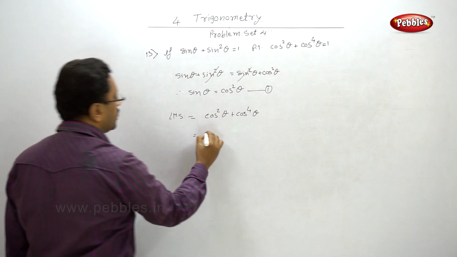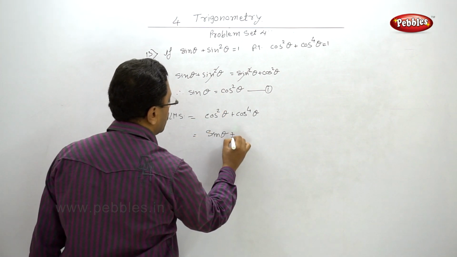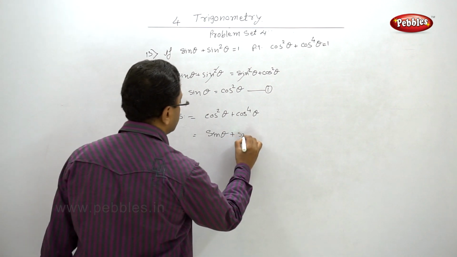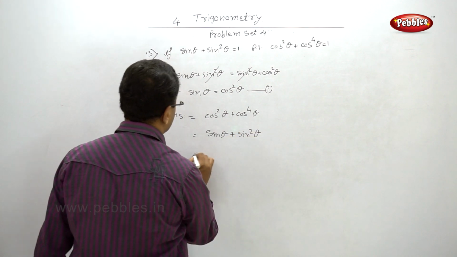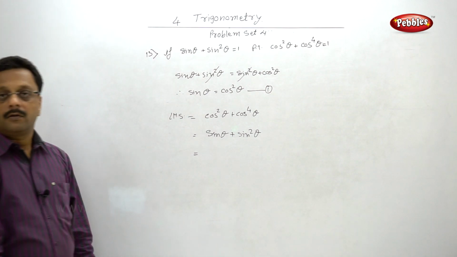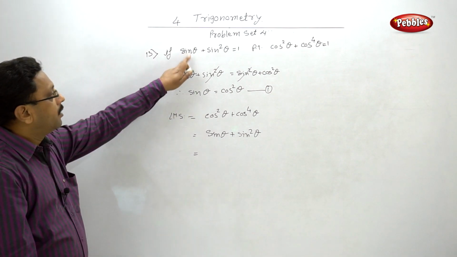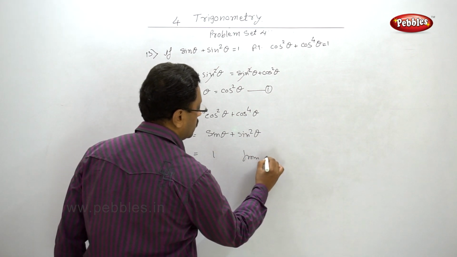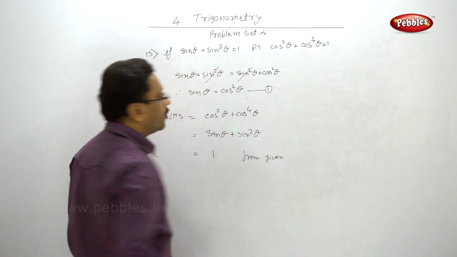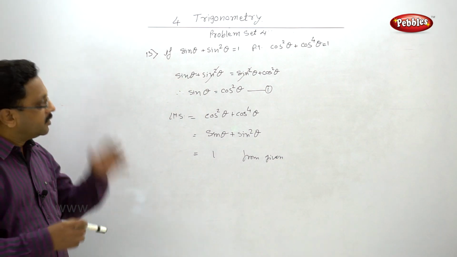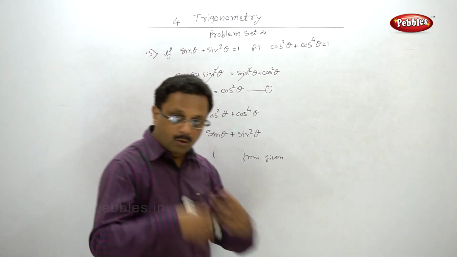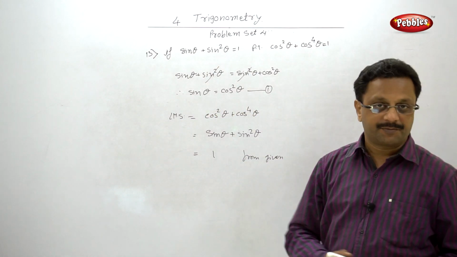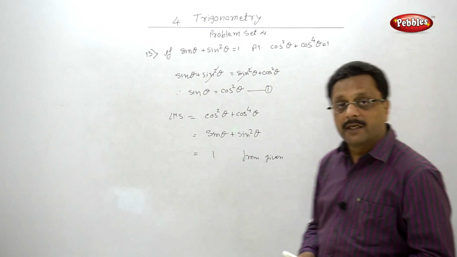What is cos square theta? It is sin theta. And what is cos raised to 4 theta? It is sin square theta. But it is by given equal to 1. From given. Actually, this sum also has got no meaning at all. But still, you have to solve it. Okay? So let us see next one.